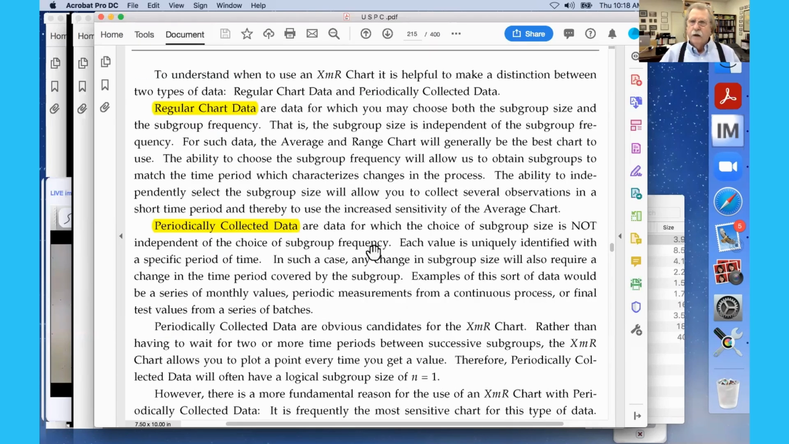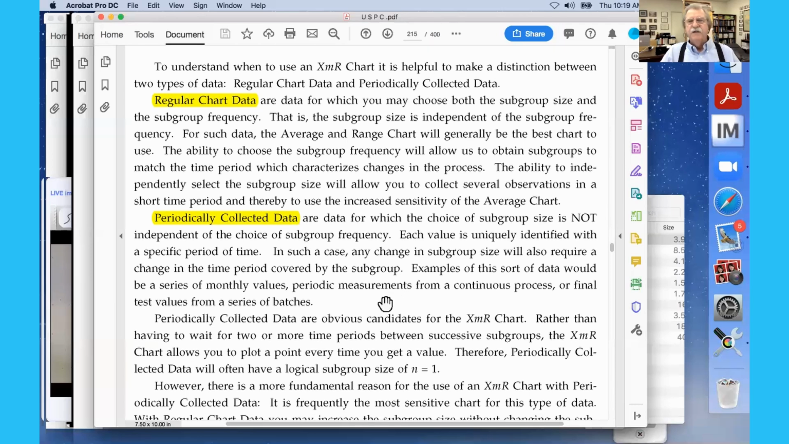But periodically collected data are data for which each value has a time period attached. So the choice of subgroup size is not independent of the choice of subgroup frequency. Once you choose a subgroup size, you've locked in a subgroup frequency because there's an inherent time period attached to each number. In such case, the XMR chart tends to be the preferred chart.